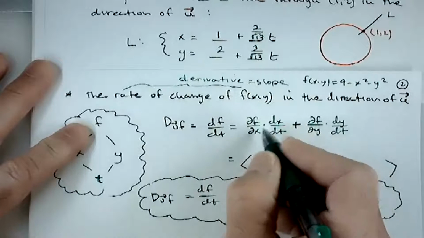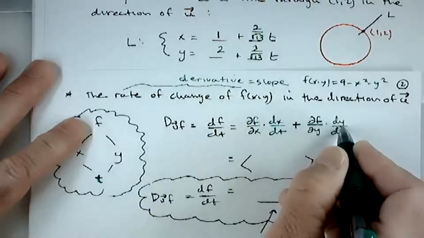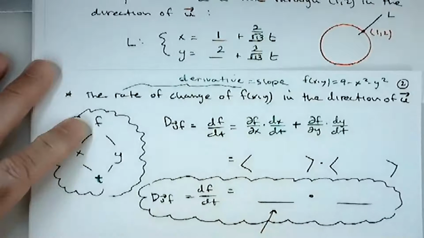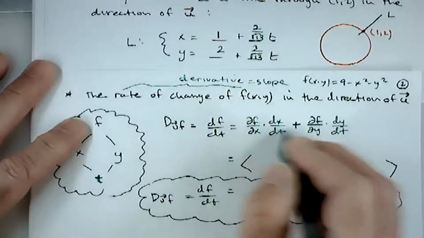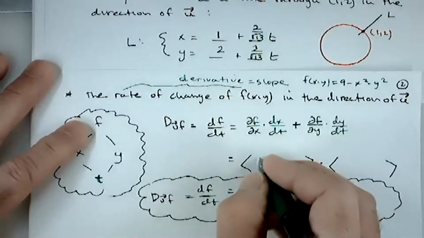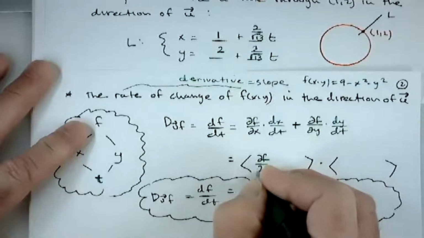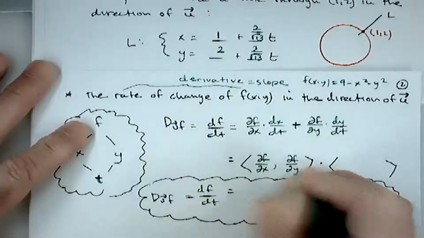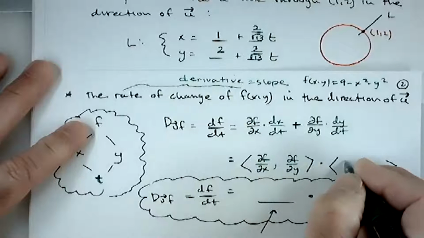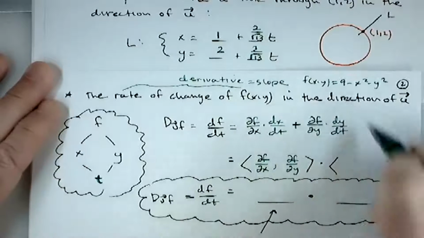What does this remind you of? Something we've done earlier, when you do something times something plus something times something. In terms of vectors, doesn't that sound like a dot product? When you do a dot product, you're multiplying two numbers and then adding the other two numbers. So this could be thought of as the dot product of a vector made up of your partial derivative with respect to x and your partial derivative with respect to y, times the vector dx/dt, dy/dt.